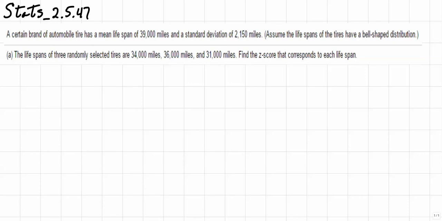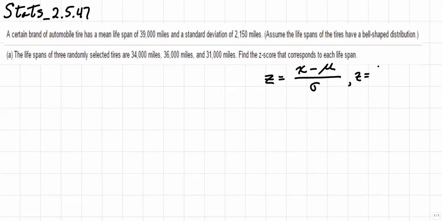Well, in order to do this, we're going to need to know what the z-score formula is. And we'll remember that z is found by taking your data value and subtracting the mean from it and then dividing by the standard deviation. The other alternative formula when we're dealing with samples instead of populations would be x minus x bar over little s, or standard deviation.